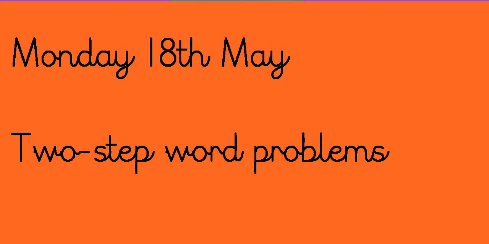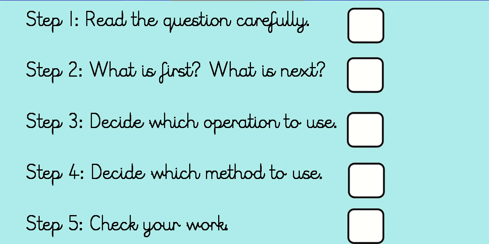So let's have a look at our steps to success. Now this week we've got 5 things to consider when we're working out our two-step word problems. The first thing we have to do is read the question carefully, and we know that already, don't we? Practice that a lot. The next thing we need to think about is what is first and what is next. So there's going to be a step 1, the first thing to do in our problem, and a step 2. We've got to do something else in order to find the answer. So what is first, what is next?